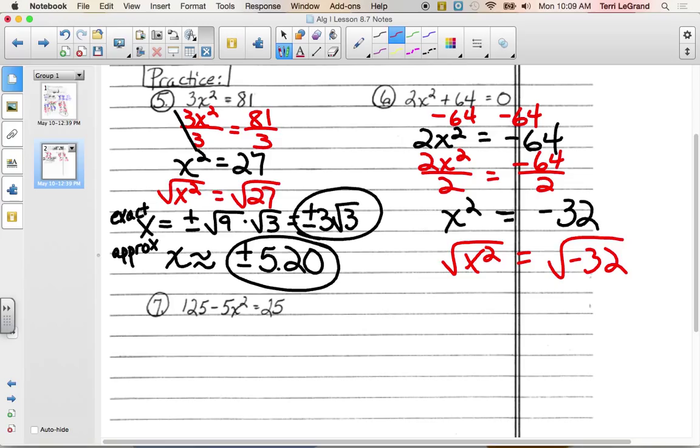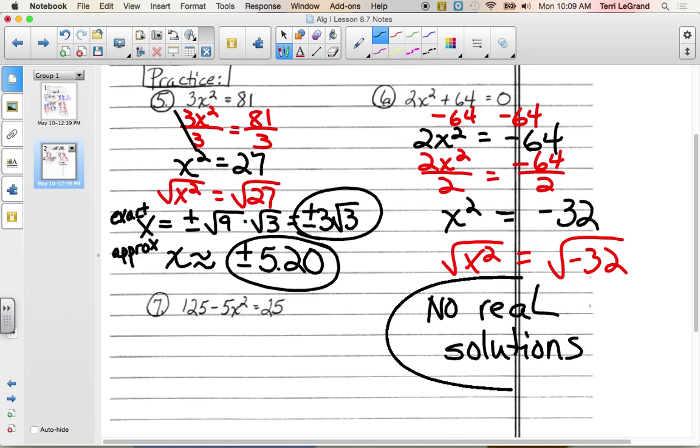What are we going to say? No real solutions. And we're going to say real because here's the deal. There are solutions, they're just imaginary. And imaginary doesn't mean you get to make them up. It means there's another way to find them in what's called the complex number system, but you don't learn that until advanced algebra. So we're going to say there are no real solutions.